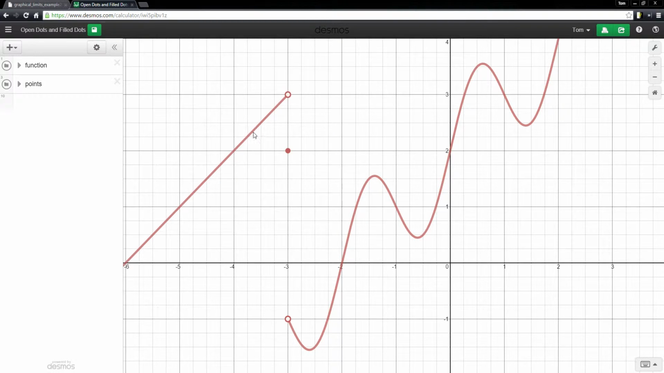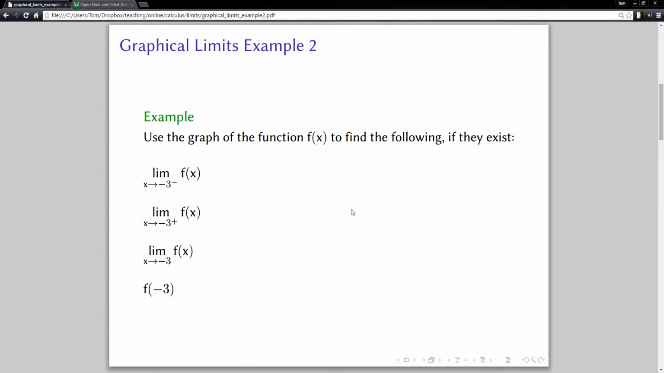And if I keep following that, the closer and closer I get to negative 3 here, the closer and closer those points are going to get to this open dot right here. And that open dot has a y value of 3. And so therefore the limit as x goes to negative 3 from the left of this function is going to be positive 3.